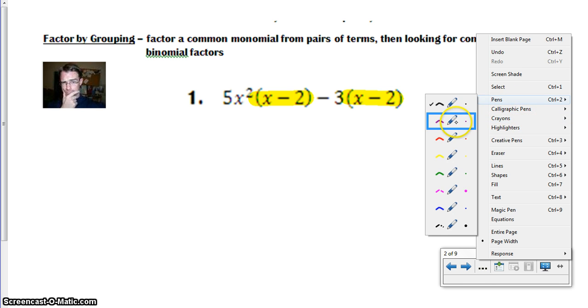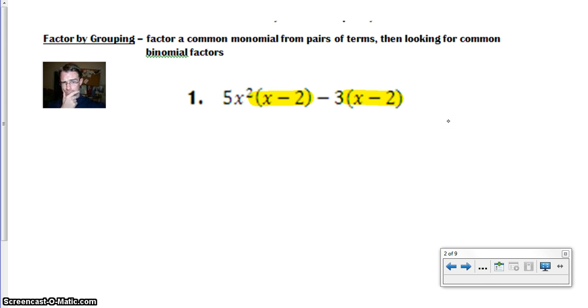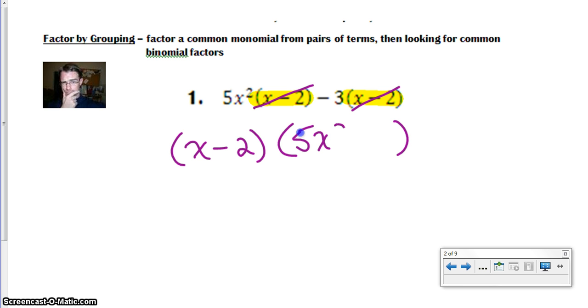Well, what did we say yesterday? Greatest common factor, remove the greatest common factor. The greatest common factor is a binomial, and that's okay. Okay, I have factored that out. What is the remaining difference? 5x squared minus 3.